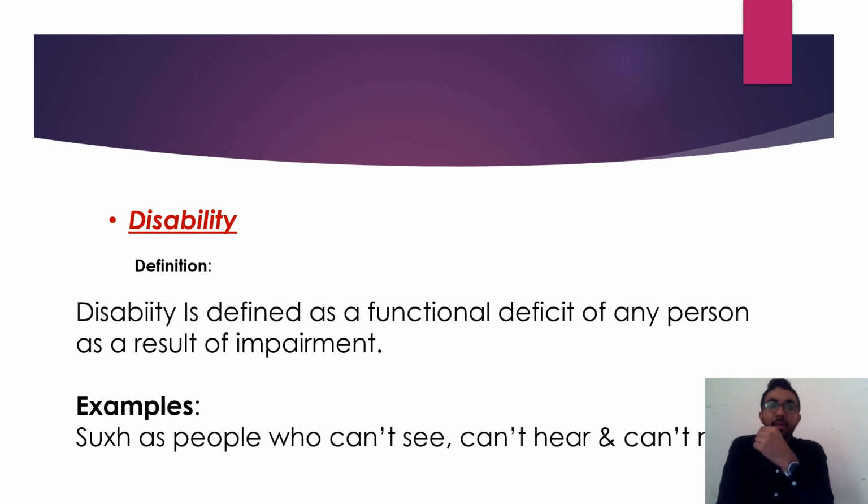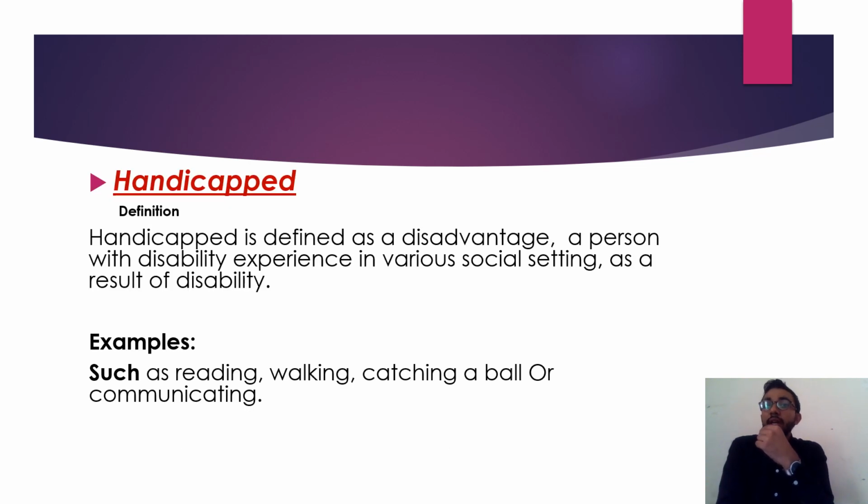Let's talk about the next point, which is handicap. A handicapped person faces a societal barrier. You can't do work because of an impairment or a disability. For example, this is a social barrier you have in society.